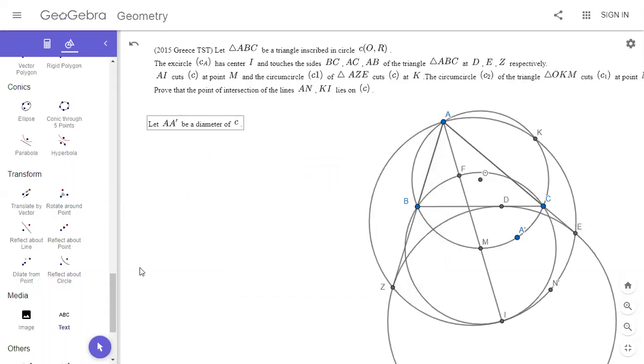And then let A prime meet the AZE at N prime.